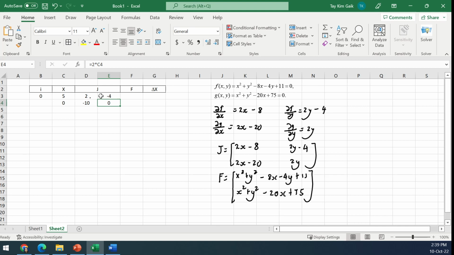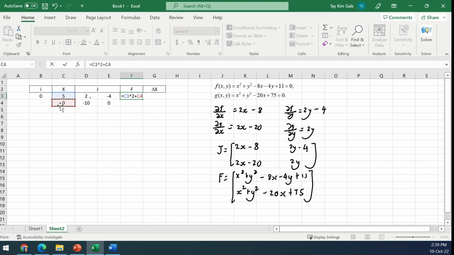Then we calculate the vector f. Vector f we have here x squared. So click x squared plus, click y squared, using this symbol, shift 6. So minus 8 times, using shift 8, the star there.